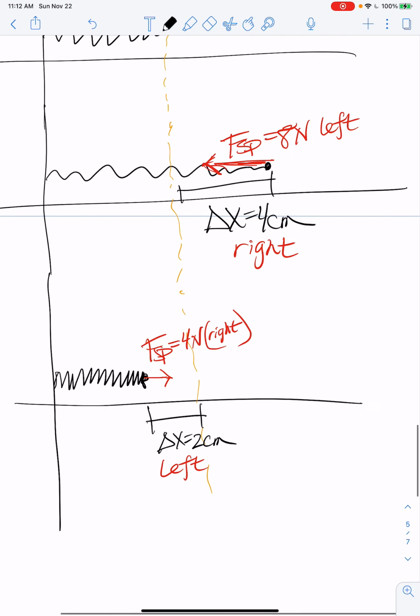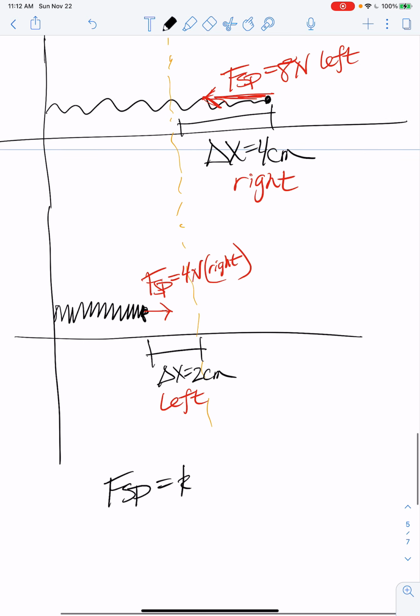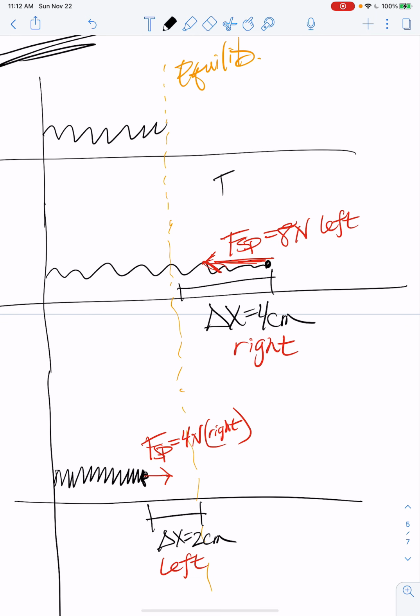Now, another way you could have solved this, if you didn't like to conceptually solve it, you could have said, well, Hooke's law, force spring is equal to K delta x. And you could have said that up here. Force spring is equal to K delta x. And you could have been like, all right, I'm not going to use signs because it's a restoring force. I'm not going to worry about the negative signs and whatnot. I'm just going to go ahead and plug in 8 newtons is equal to K delta x.